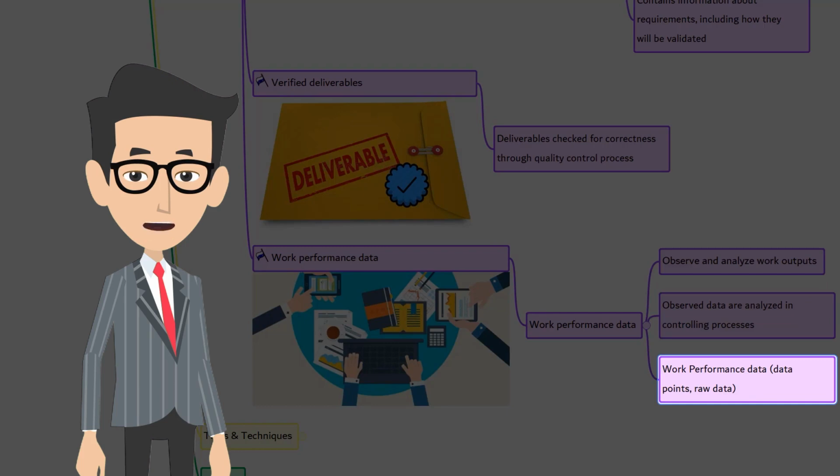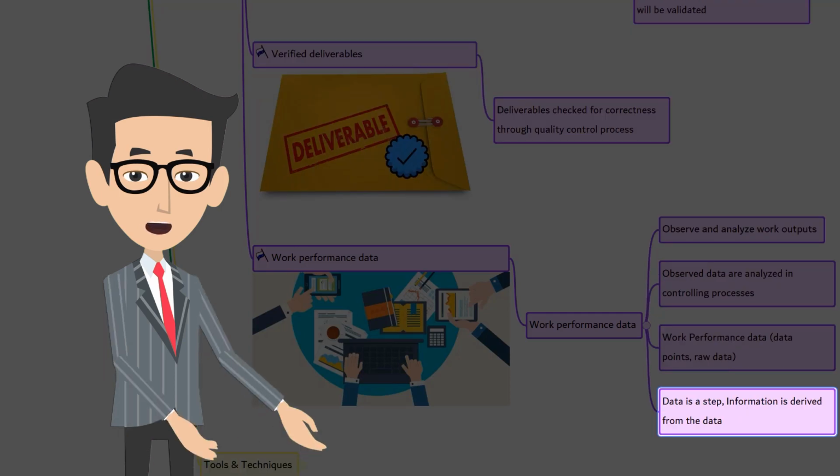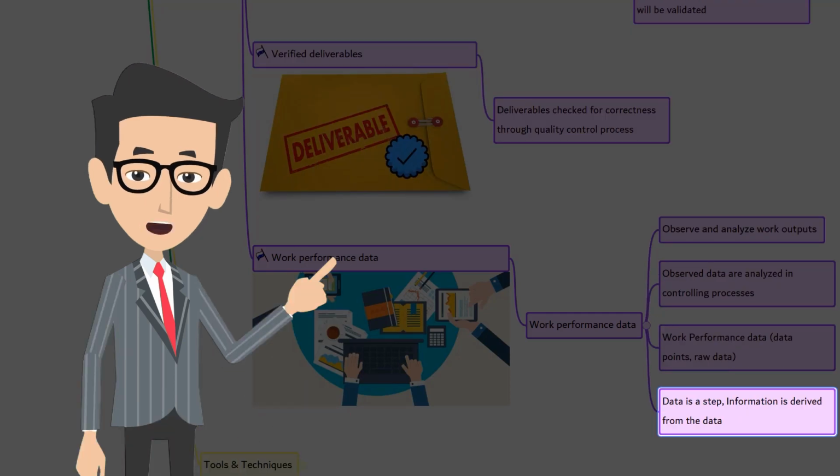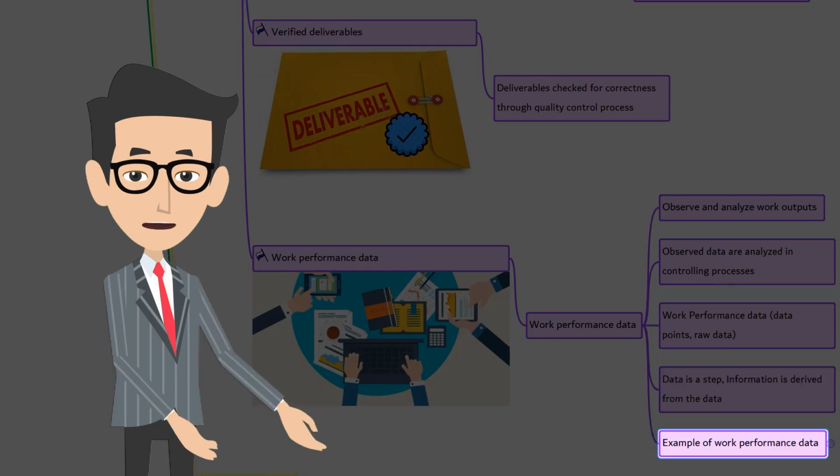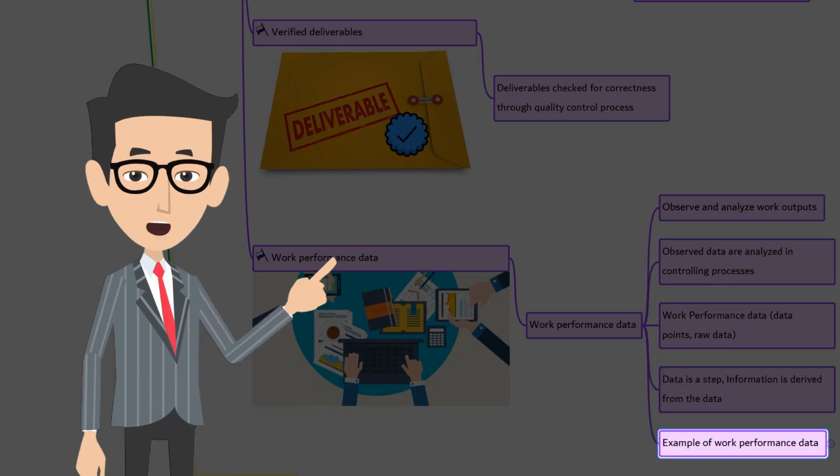As the word indicates, data, they are just data points, raw information. These data, raw observations and measurements, are collected when the activities are performed. Data are often viewed as the lowest level of detail from which information is derived by other processes. Let's look at some other examples of work performance data.